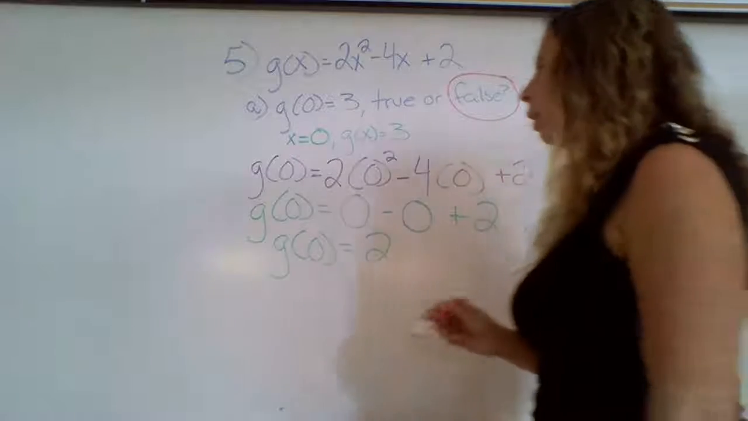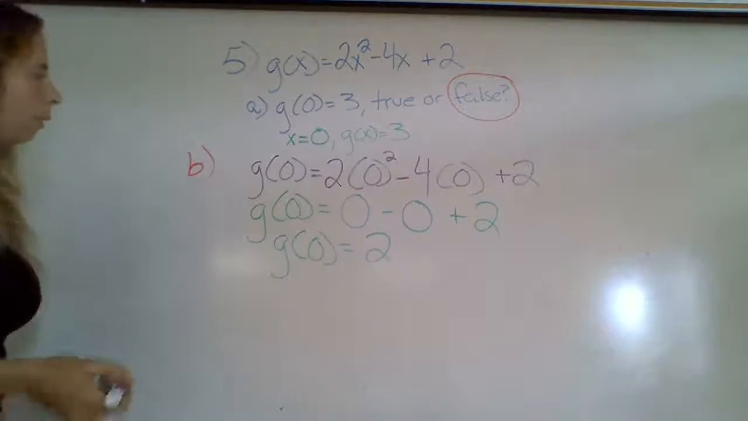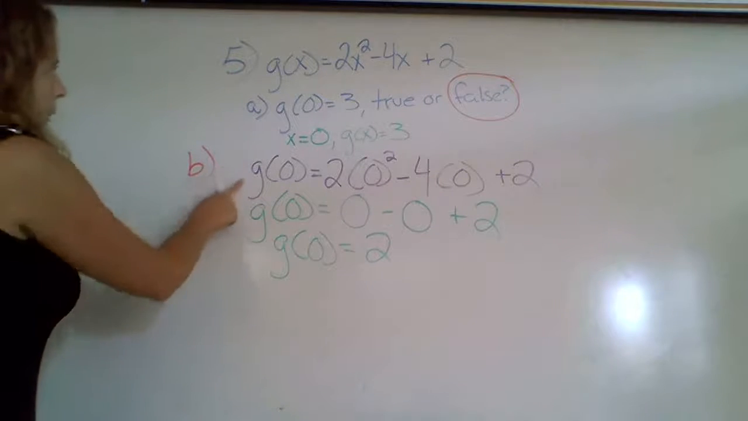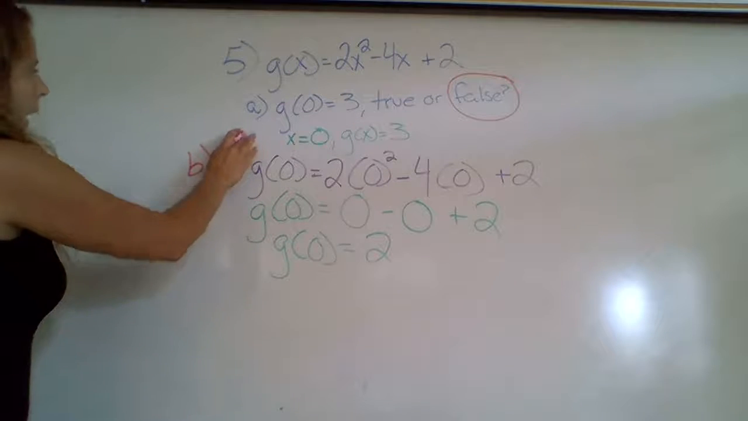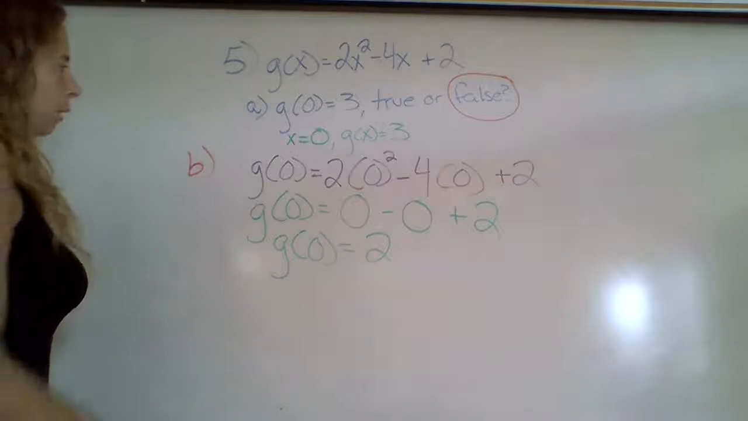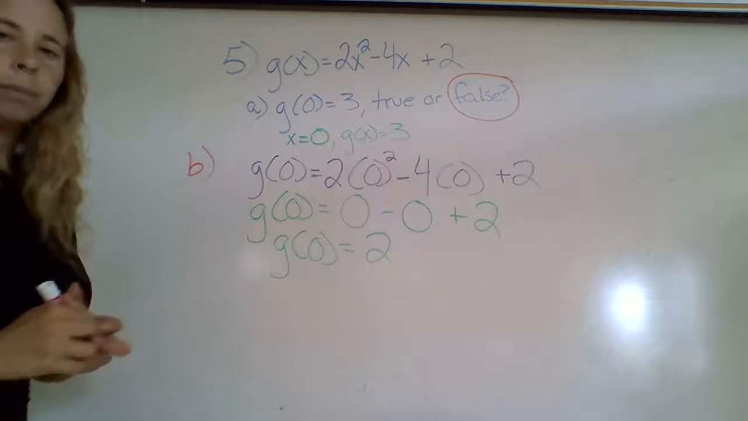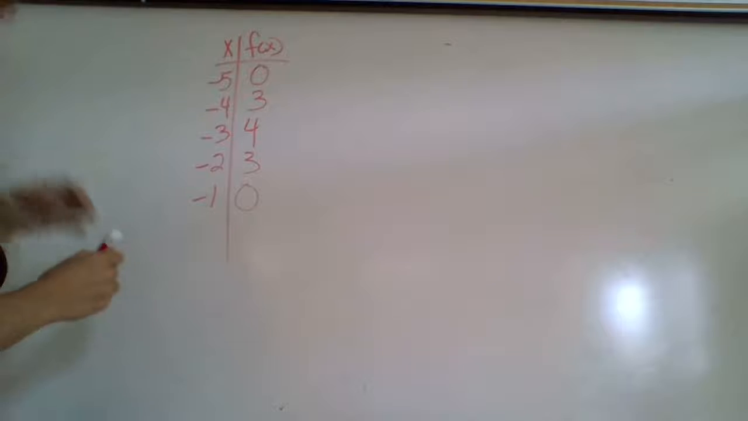And then B just says, if it's false, solve for g of 0, which we did. So we just did B. So you kind of do them all together. All right, so it's false, and then it says solve for g of 0, which we did. So you are finished. Okay, and then you have number 7.